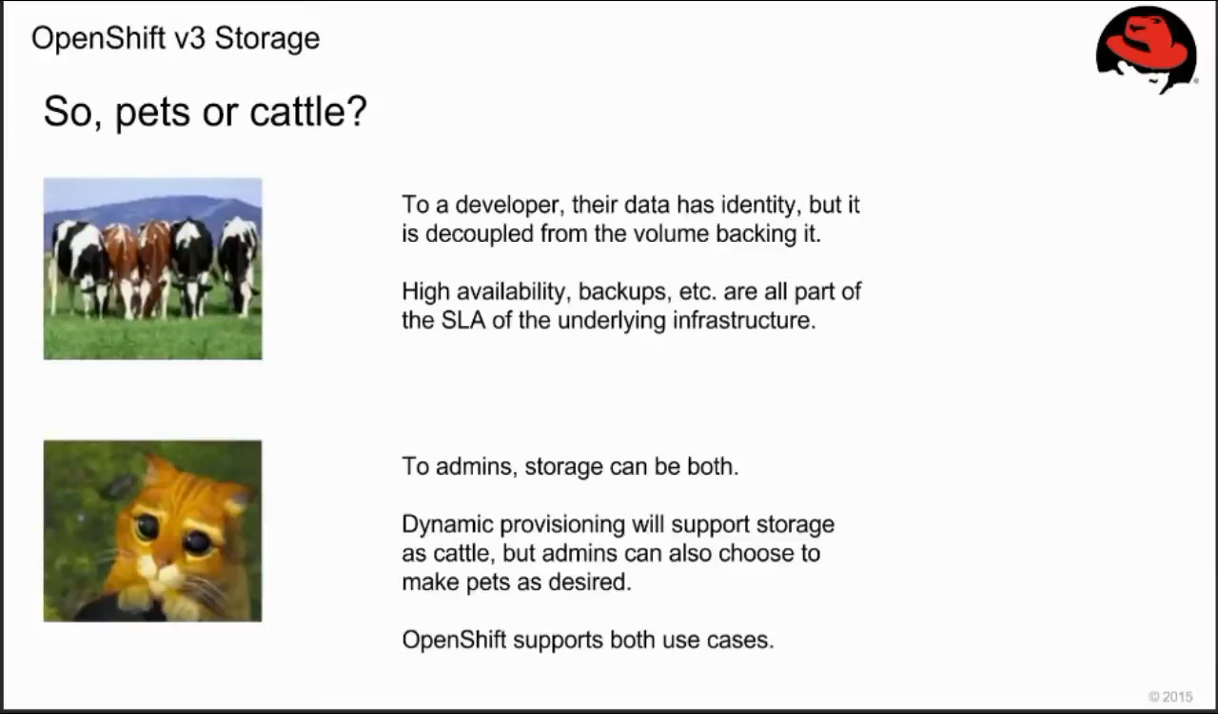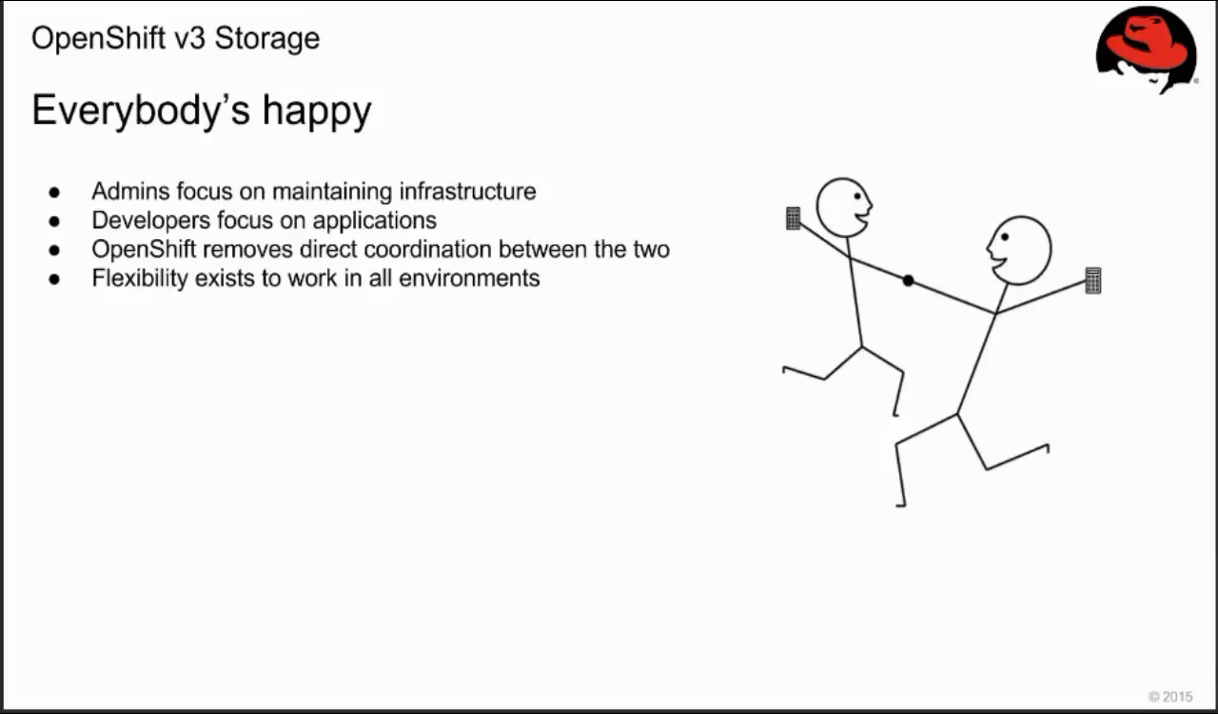So, is it pet or cattle? To a developer, their data has identity to them, but it's completely decoupled from the implementation. All aspects of managing that storage are left to admins. But to an admin, storage can be either. Dynamic provisioning is cattle storage, but to quote CERN, pets with strong configuration management are viable if they need to be. OpenShift supports both use cases equally. And as a result, everybody's happy. Calculator dance party, and that's how we're approaching storage in OpenShift.